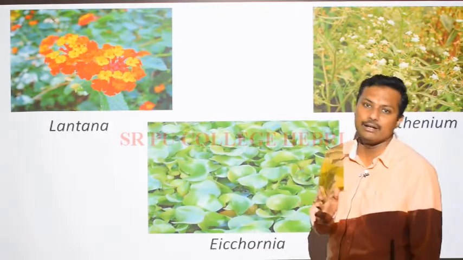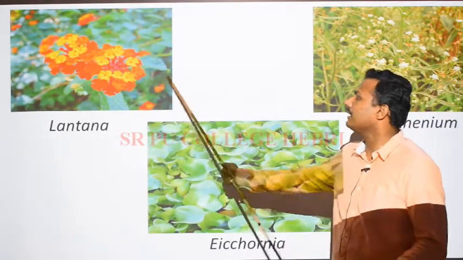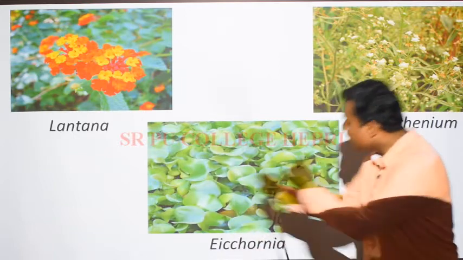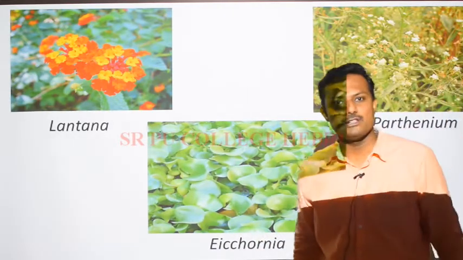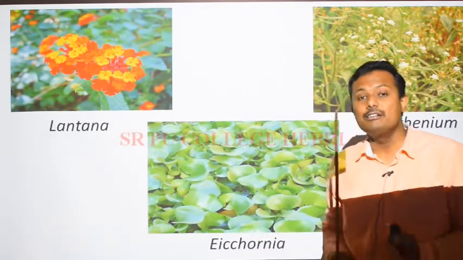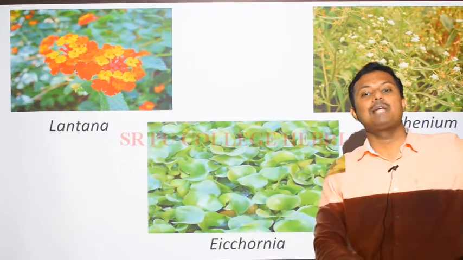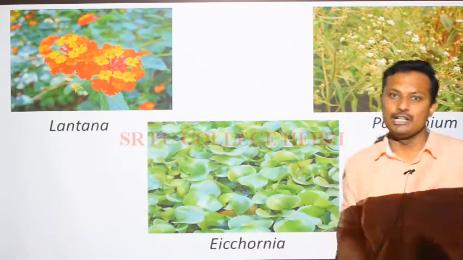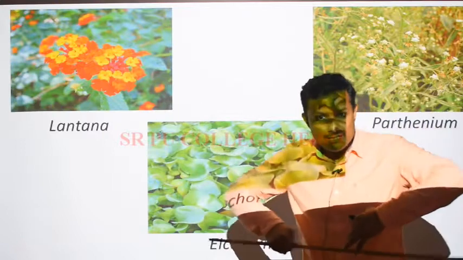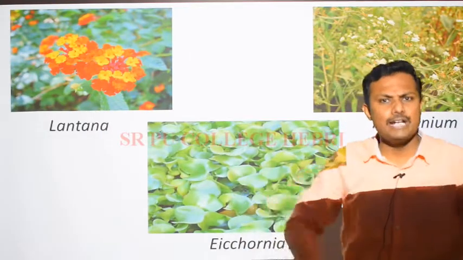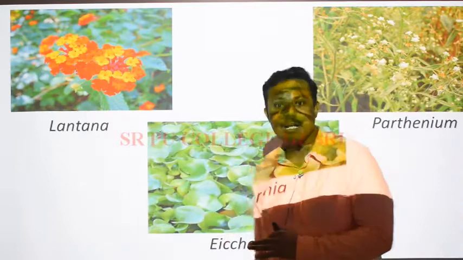It has become a bane, because other plants are not able to grow. These plants produce a certain type of toxic chemical substance, which will not let other plant species grow in the near vicinity. And it also keeps on spreading very rapidly. That is what lantana is.